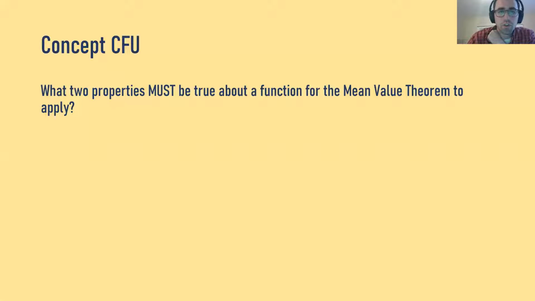With that, quick check for understanding. What 2 properties must be true about a function for the mean value theorem to apply?